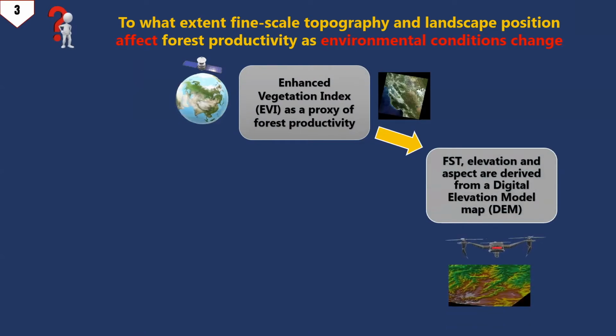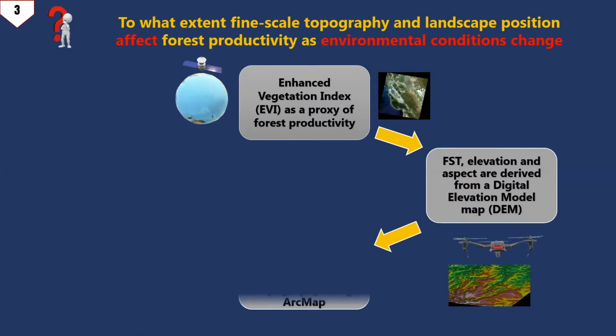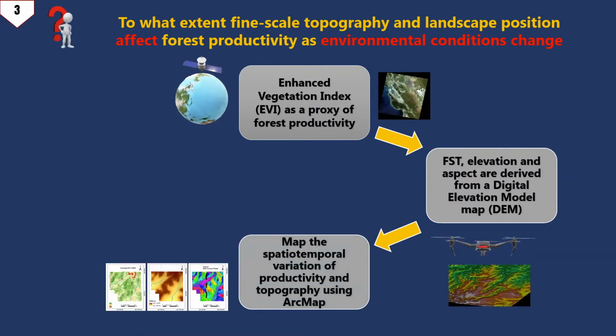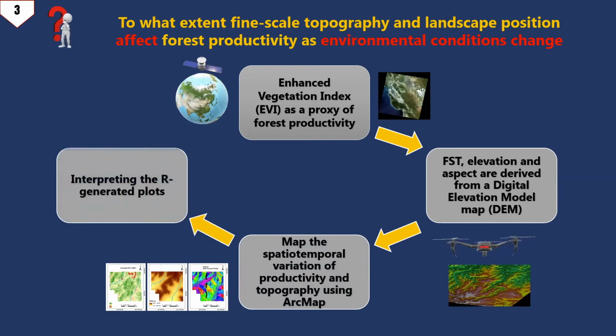Fine-scale topography, elevation, and aspect are assigned to each pixel based on a digital elevation model, or DEM, using light detection and ranging, LiDAR. We use ArcMap and remote sensing applications to transform raw satellite images into spatially explicit datasets. We likewise use our program to apply different models to these datasets, assessing the degree to which topographical factors influence forest productivity.